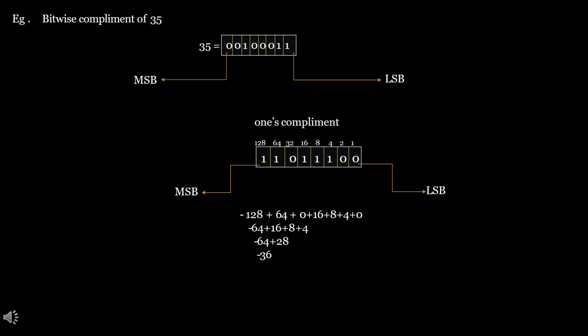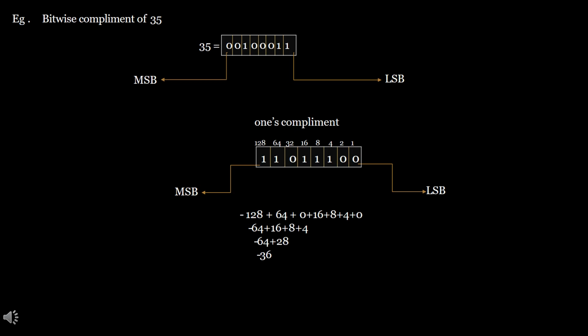Here, we are computing the bitwise complement of the number 35. First, we represent 35 in its binary form, which is 00100011. The most significant bit, MSB, is on the left. The least significant bit, LSB, is on the right. Now, applying the bitwise complement operator, we flip each bit. This turns 00100011 into 11011100, which is the ones complement of the number.